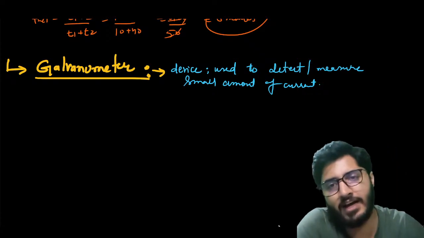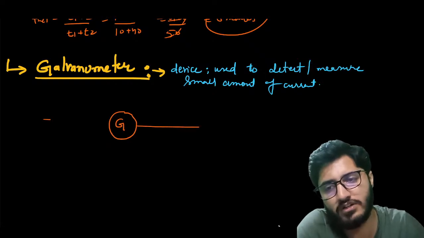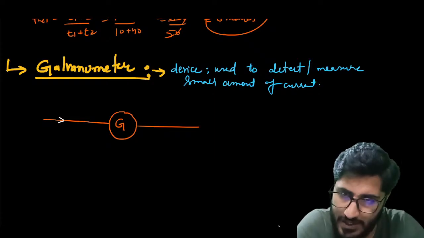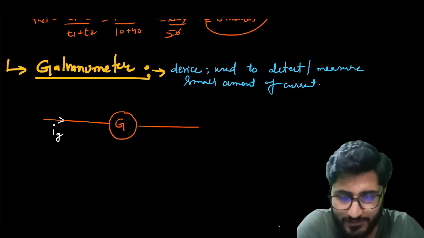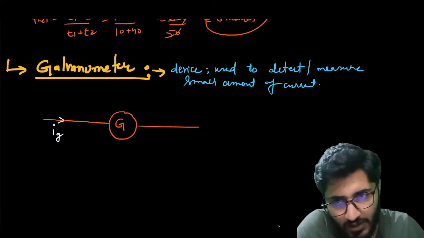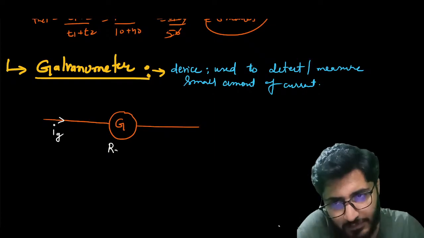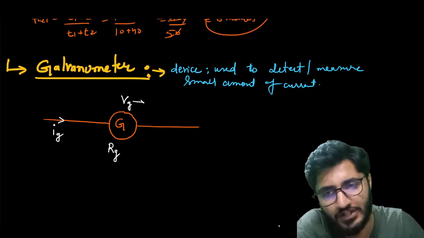Okay, and the galvanometer looks like this. We have something like this, G, and its functioning you will get in the next chapter. So this is my galvanometer. Current I is going through it. So this current is galvanometer current, I can write IG. This galvanometer is having some resistance. I can write resistance of galvanometer RG. And voltage across or potential drop across this G will be VG.